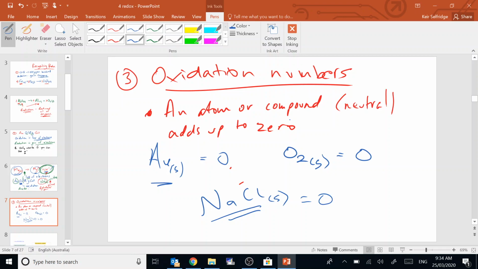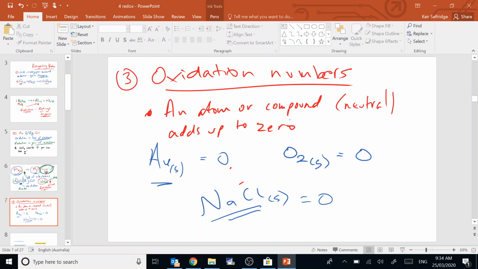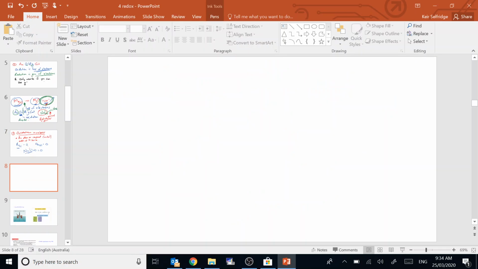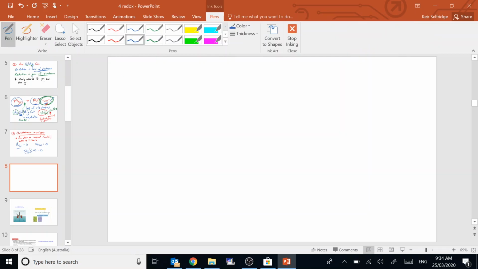I guess that leads us on to the next thing. Well, what if it's not neutral? All right, if it's not neutral, we would call it an ion. So, idea number 2, ions add up to their charge. Okay, once again, might not make sense until we do a couple. If you need more, give me a shout and I'll do some more. But for now, let's do some ions that I can think of off the top of my head.